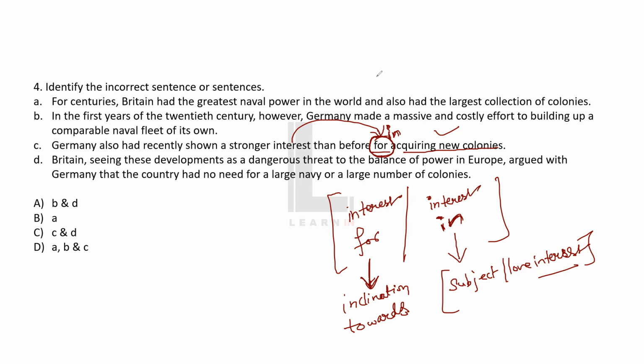Yeah, interest towards, right? Inclination towards, yeah. Interest towards or interest in acquiring colonies. In the subject of acquiring colonies. Or interest in a person, right? It is not both. So for is the correct one, right? Nice question. So A and B only would be the right answer. Fine. Done. Batao.